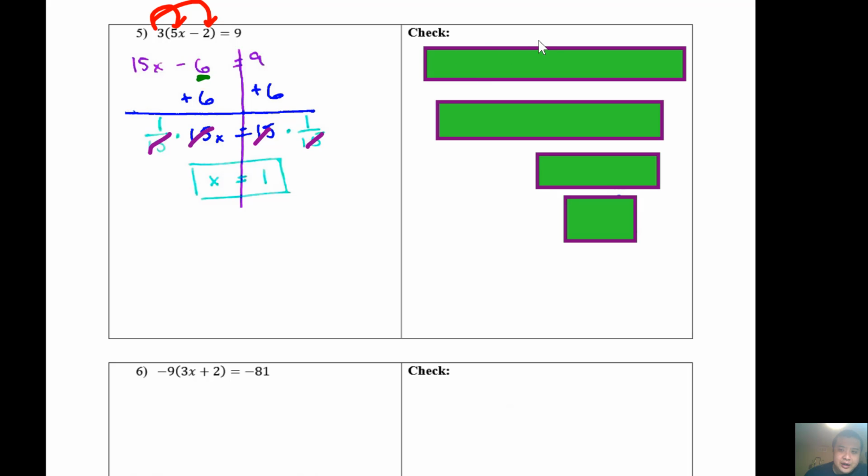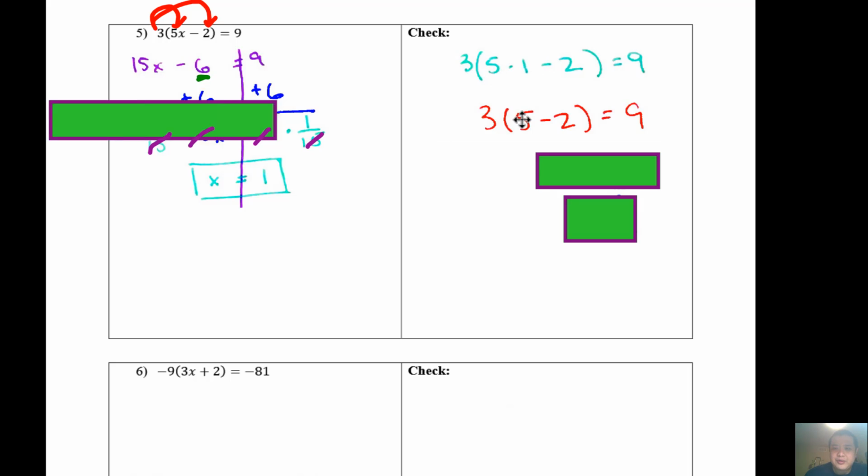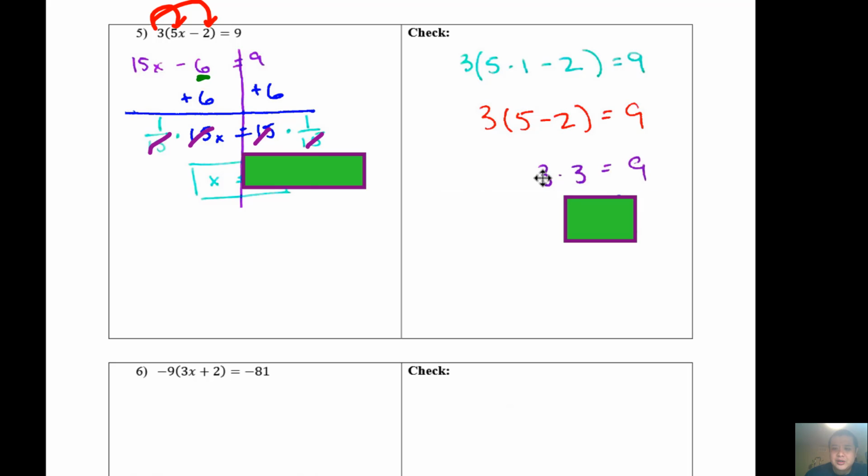To check it, we have to follow order of operations again. So we got 5 times 1 minus 2, in parentheses, all of that times 3. So 5 times 1 is 5. So we have 5 minus 2, which is 3. So we got 3 times 3, which is 9. So we did it correctly.